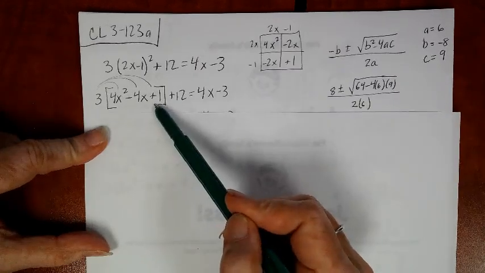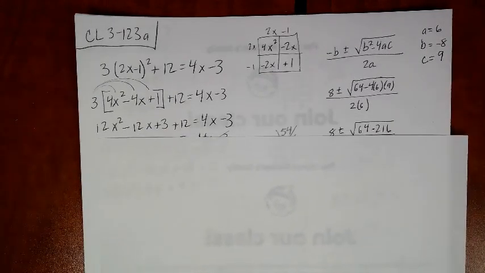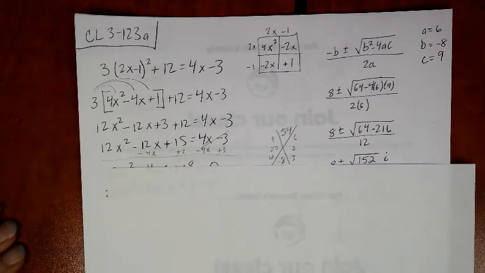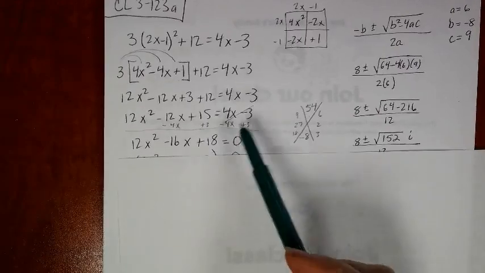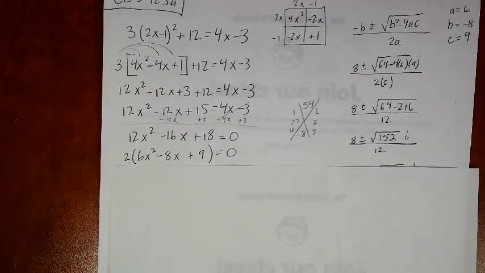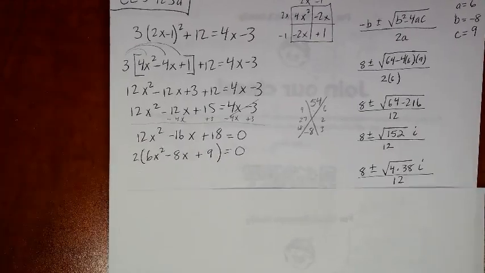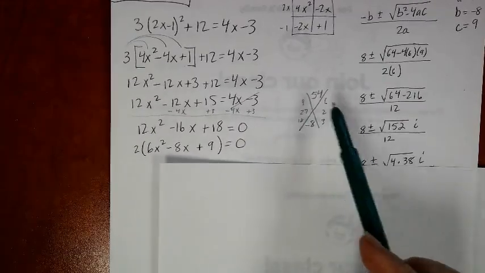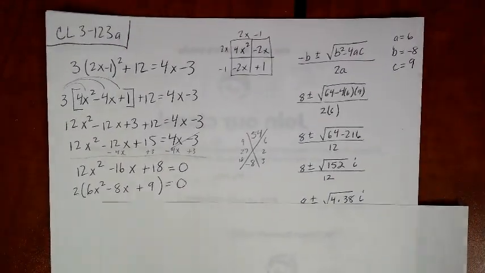I squared it out, and then I distributed the 3, and then I combined like terms. Then I decided that it's a quadratic, so I wanted everything on the same side of the equal sign. You can see where I subtracted everything from the right, and then I factored out a 2. I did try to factor it, but I could not find two numbers that multiplied to make 54 and added to make -8, so I went ahead and used my quadratic formula.